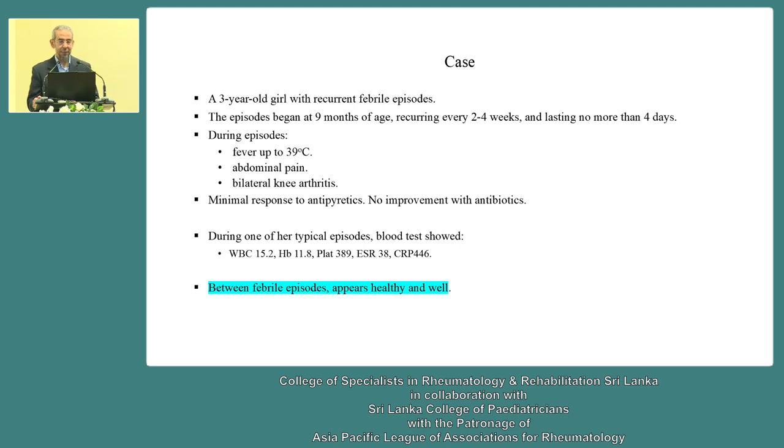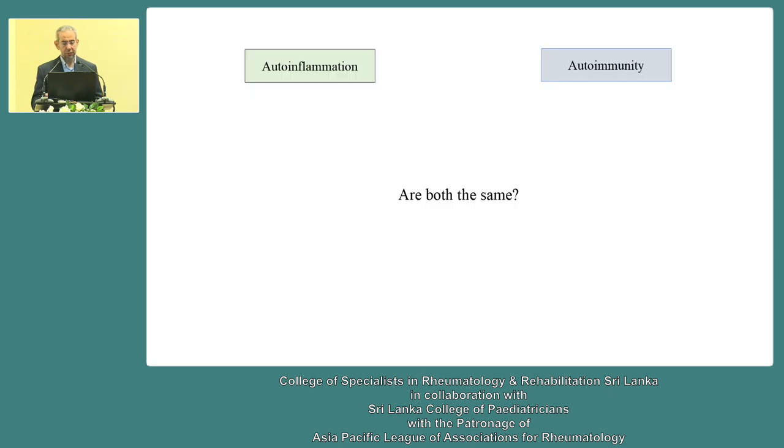During one of her typical episodes, blood tests showed the following result: high white cell count and platelet, as well as high inflammatory markers. Interestingly, between the febrile episodes, she was healthy, well-looking, and also her lab tests were normal. So this is a very important point. You need to consider it in these cases.